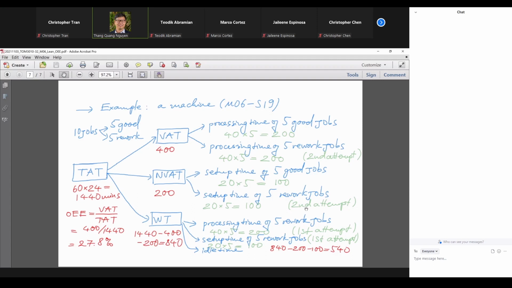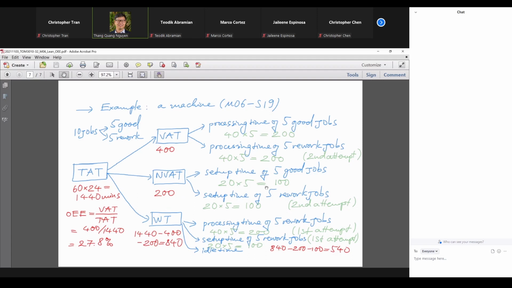The first attempt is a failure. It's not necessary to have a failure. So that's why that first attempt setup doesn't belong to the non-value added, right? It has to be necessary. And second, it's not value. If it is value, it's already listed in the value added time, right? I hope you see the difference between the value added and the non-value added, right?